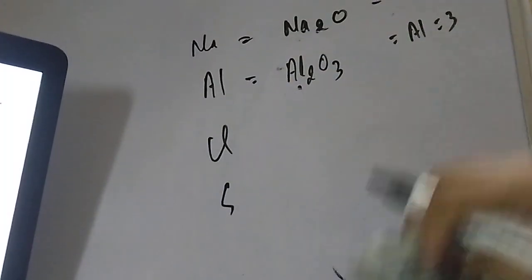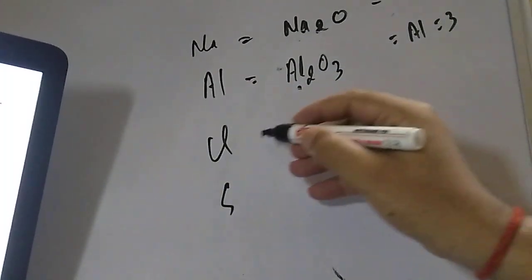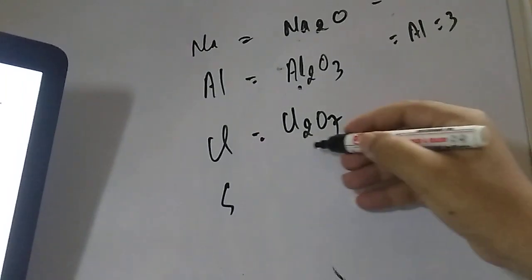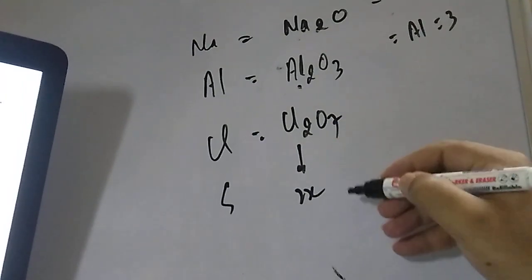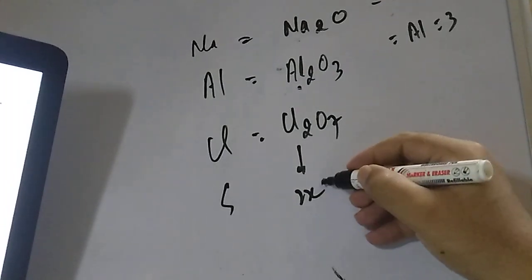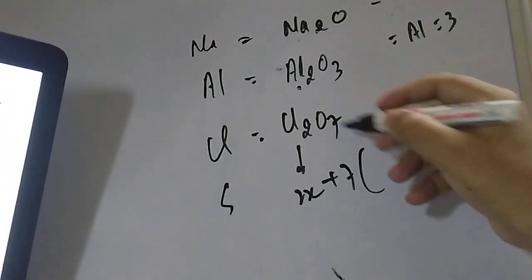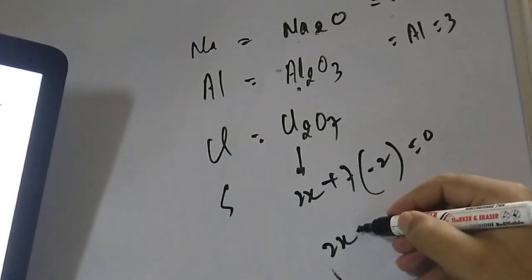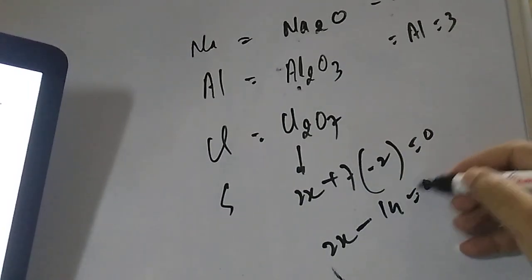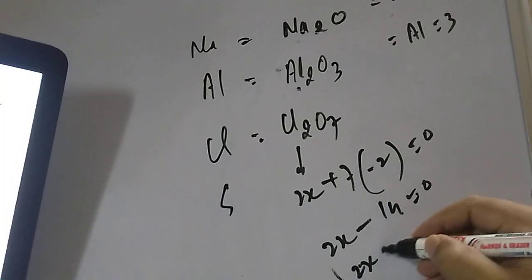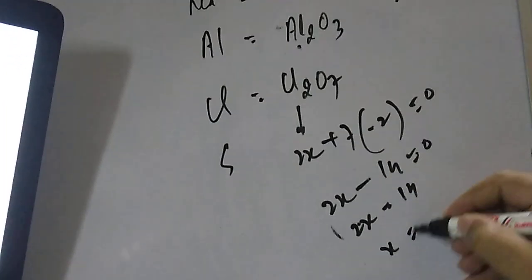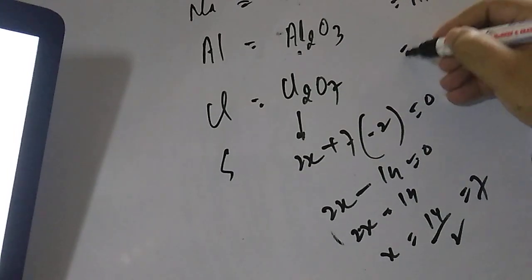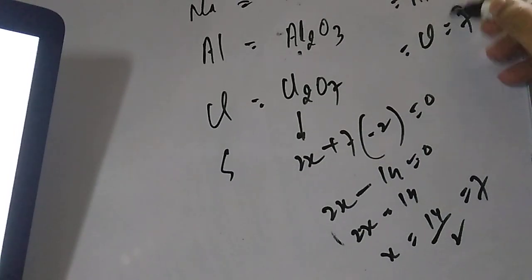Now you come to the other option, student, chlorine. What kind of compound does it form with oxygen, student? It forms Cl2O7. So here you consider 2x, because 2 chlorine atoms are there, and 7 oxygens, and each oxygen has -2 oxidation state, equal to 0. So 2x minus 14 equals 0, so 2x is equal to 14. So x is equal to 14 by 2, which is 7. So here chlorine has valency 7.